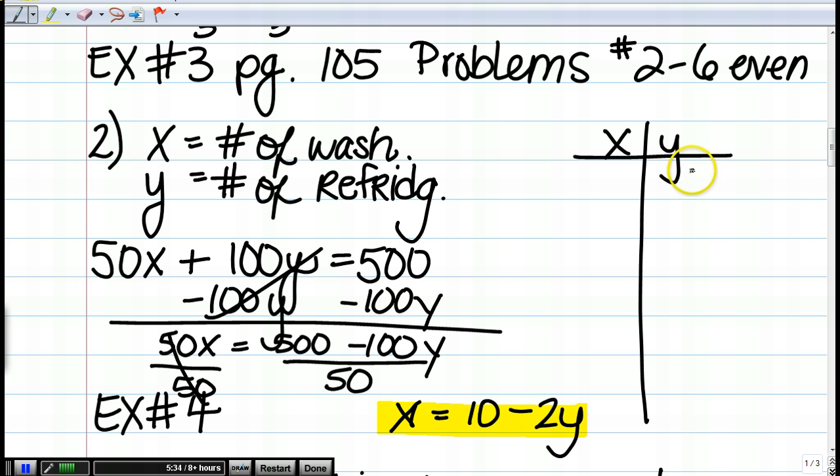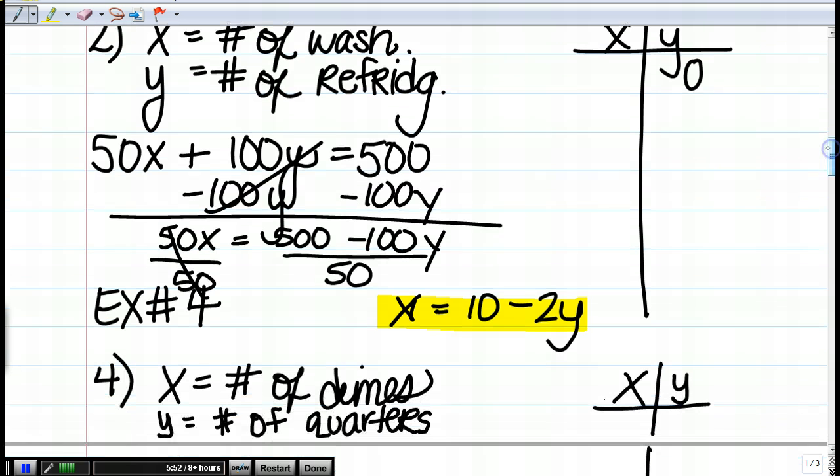So I'm going to try plugging in 0 for the number of refrigerators. So let's say he sold 0. Sorry, I had to quick pause, so I forgot what I said. But we are going to plug in 0 for 0 refrigerators and see how many washing machines we could get. So when I plug in 0, and I'm using this equation, I would do -2 times 0 is 0. And just 10 minus 0 is 10. So you could sell 10 washing machines and 0 refrigerators.